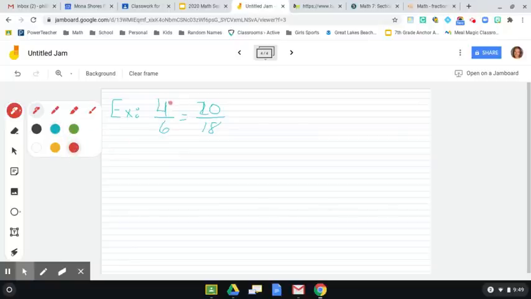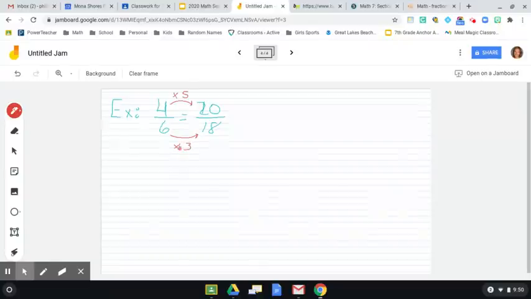So let's say I try deciding if this is getting larger by the same amount, top and bottom. So if I'm looking at going from 4 to 20, well, that's making it 5 times bigger. But in the denominator, if I'm going from 6 to 18, that's only getting 3 times larger. So right there, both the numerator and the denominator are increasing by different sizes, so not a proportion.